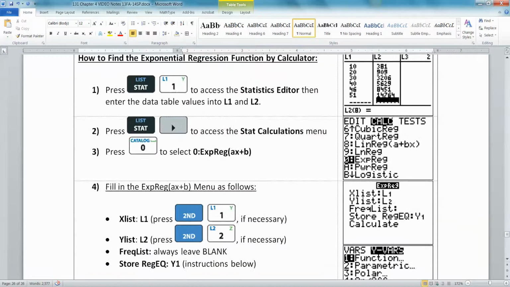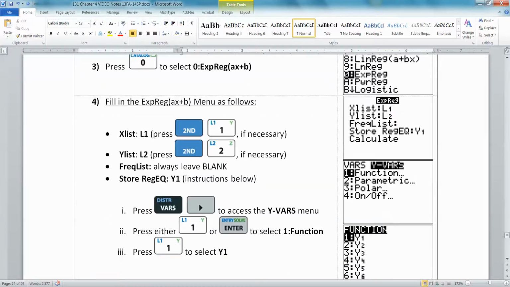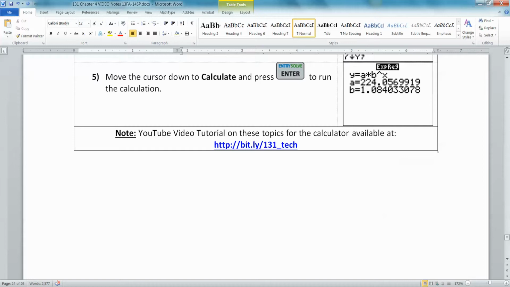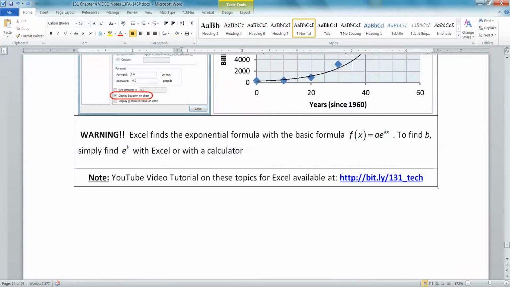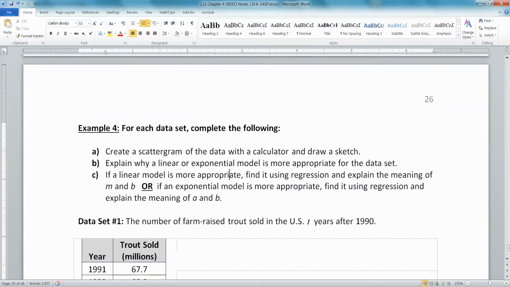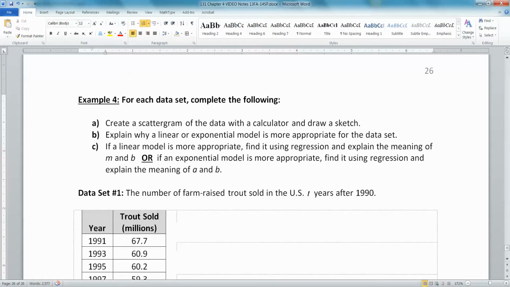So the next 2 pages of notes are just calculator instructions for what we've already learned how to do. I have tech videos, and you're welcome to go look at those and see how I make exponential models in both the calculator and Excel. You're going to need them for projects that are coming up. Let's do the last problem.